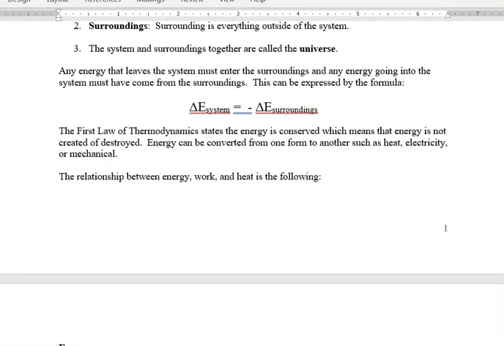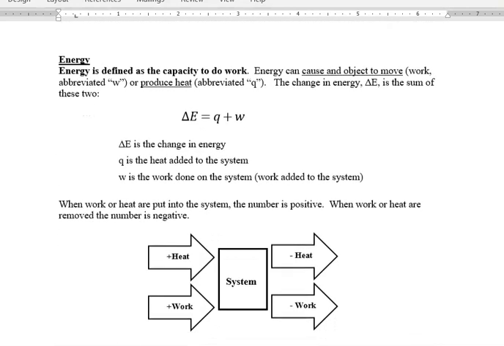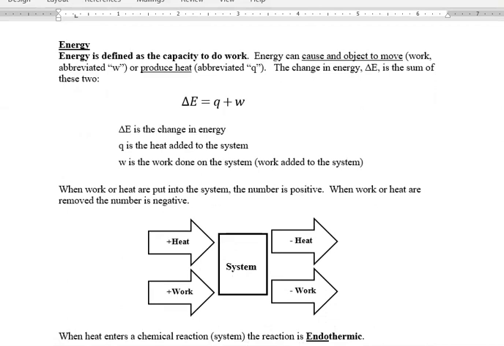The first law of thermodynamics states that energy is conserved, which means that energy is not created or destroyed. Energy can be converted from one form to another, such as heat, electricity, or mechanical. The relationship between energy, work, and heat is the following. So energy is defined as the capacity to do work. Energy can cause an object to move, work, abbreviated W, or produce heat, Q. So the example I gave of the car: the chemical energy from the gas either goes into moving the car or it's wasted as heat.